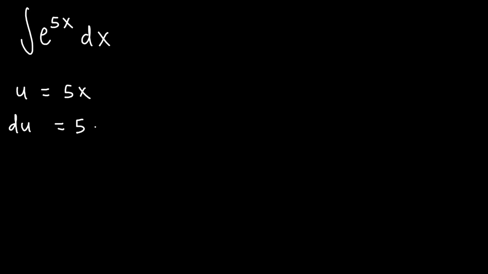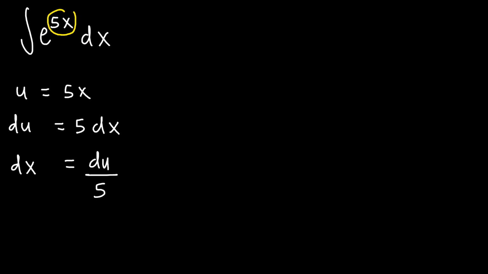Now let's say we had the integral of e to the power of 5x dx. How can we integrate this using U-substitution? All you have to do is set u to be equal to 5x, and if you differentiate this, du will be equal to 5 times dx, and so dx will be equal to du divided by 5.